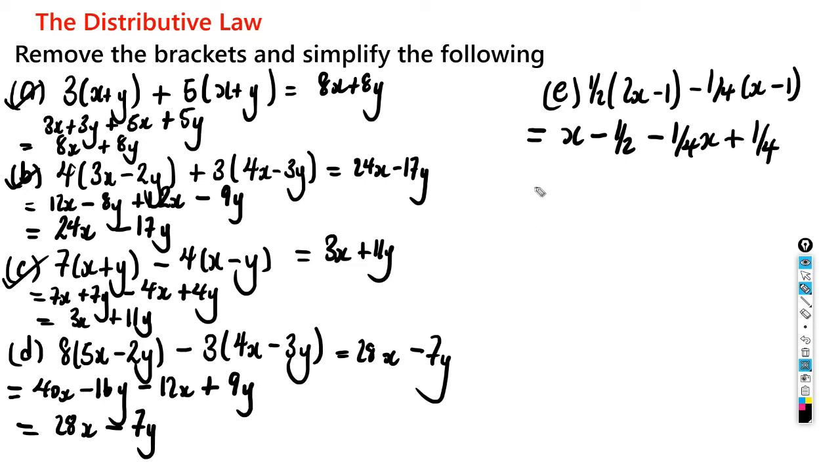Cool. So we're going to group the like terms together. X minus 1 over 4 x would give us 3 over 4 x. Then negative a half plus 1 over 4 would actually give us minus 1 over 4. And that would be the answer. Okay, guys? Cool. So we can see that the distributive law thing is really not too hard, guys.